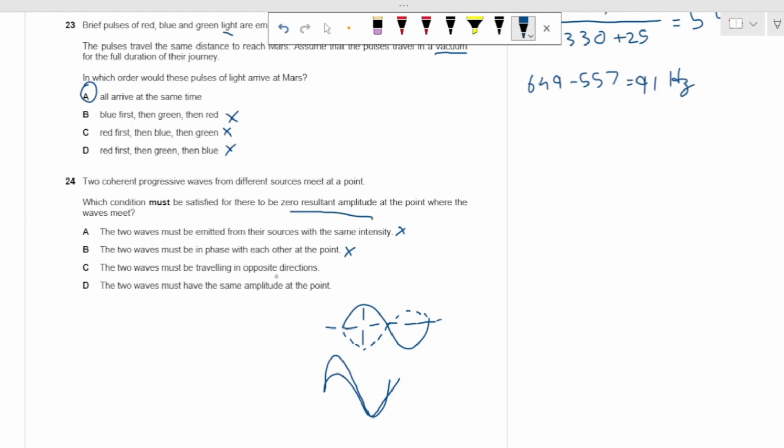The two waves must have the same amplitude. Yes, that is correct. If they have the same amplitude, the magnitudes of amplitude will cancel out and you will get zero amplitude in the end. So option D is correct.